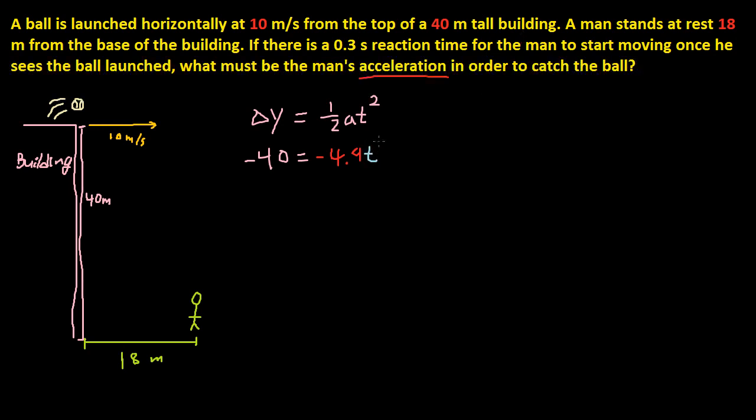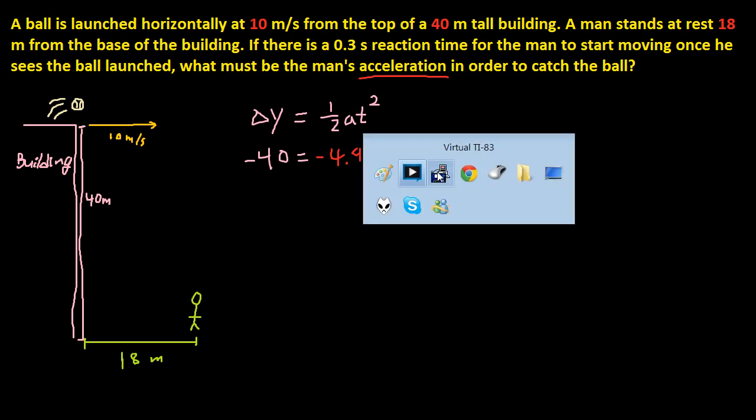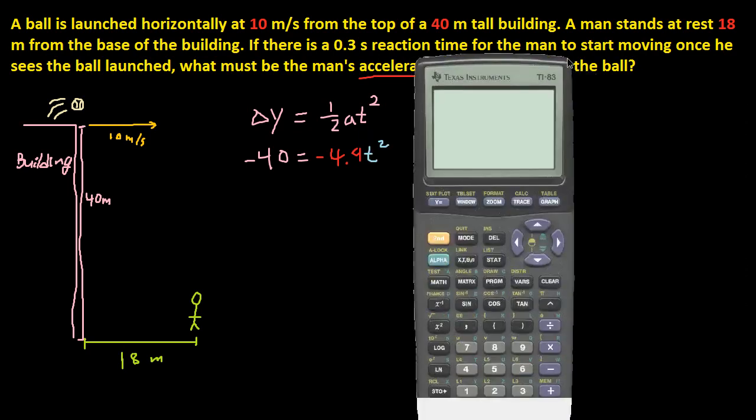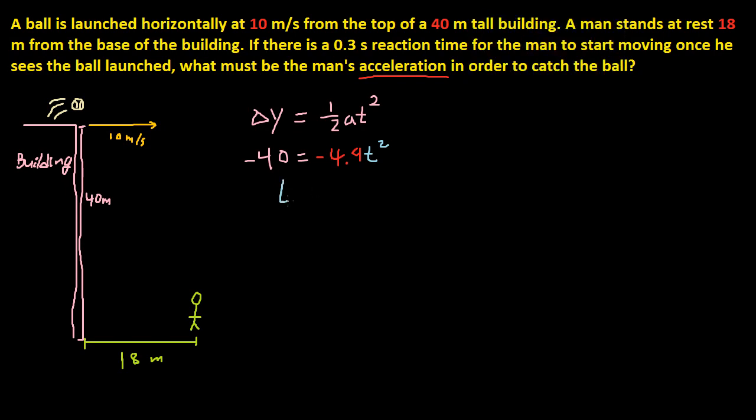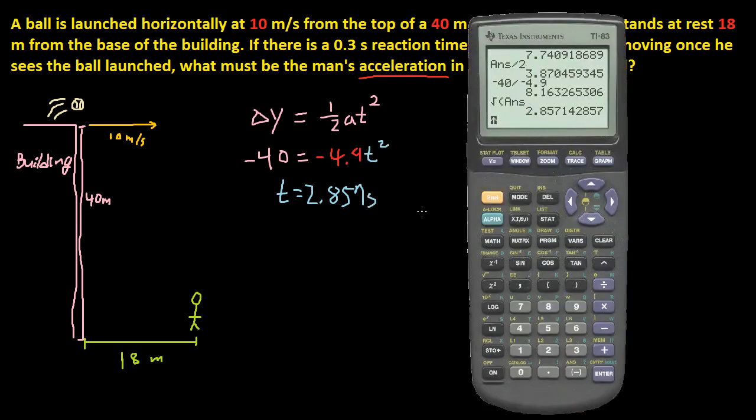Let me keep the colors consistent. So t squared. Let's get our calculator and calculate for t. We're just gonna divide negative 40 by negative 4.9 and then square root this to see what we get. We get t equals 2.857 seconds.